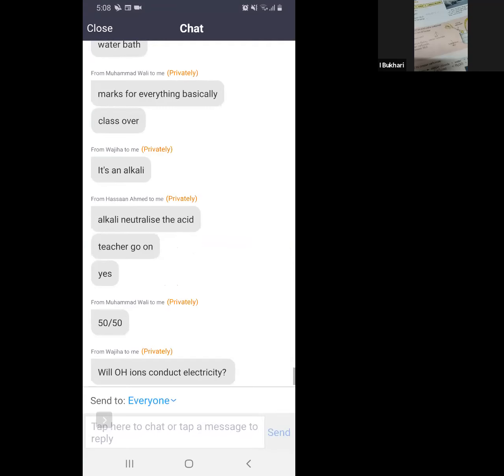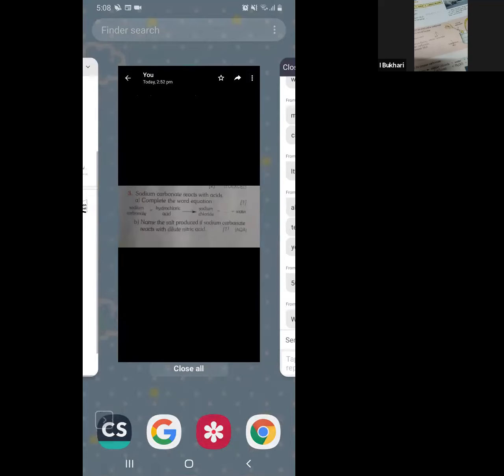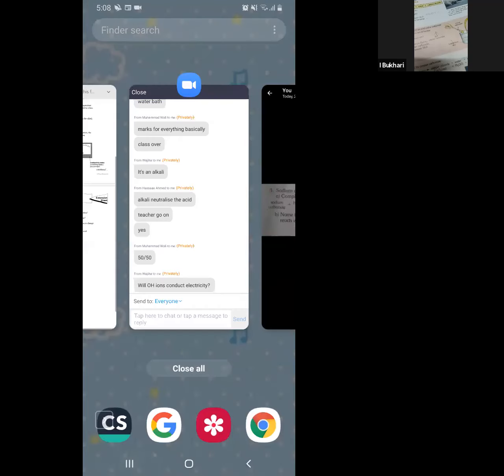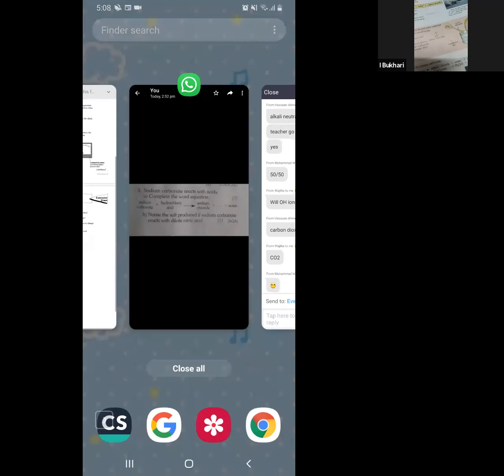Okay, question number 3. Sodium carbonate reacts with acid. Complete the word equation. Sodium carbonate reacting with hydrochloric acid to give sodium chloride, dash, and water. What will be the dash? Sodium carbonate reacting with hydrochloric acid to give sodium chloride plus dash and water. Yes, carbon dioxide.